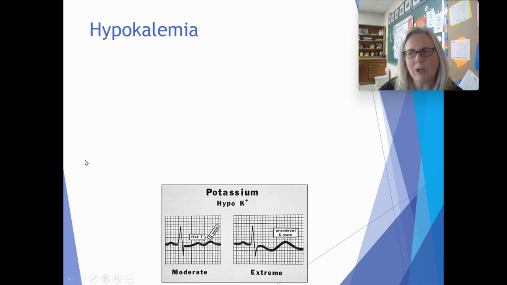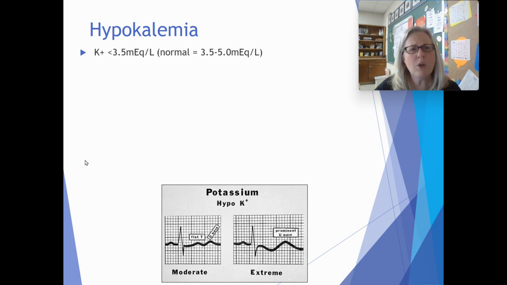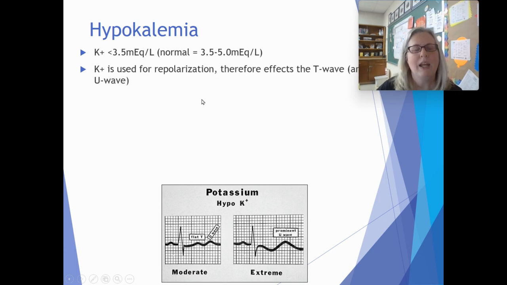All right, so hypokalemia is going to present exactly the opposite of hyper. So our normal potassium level in our body should be 3.5 to 5.0, and if it's less than 3.5, that's considered hypokalemia. It's used for repolarization, so it does affect the T wave, and then it forms something called a U wave. So it gives us an extra wave at the end, believe it or not.